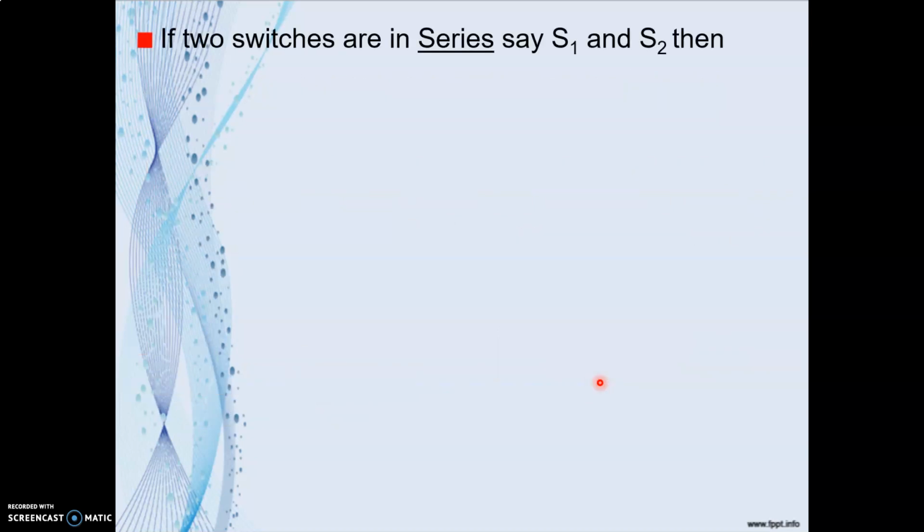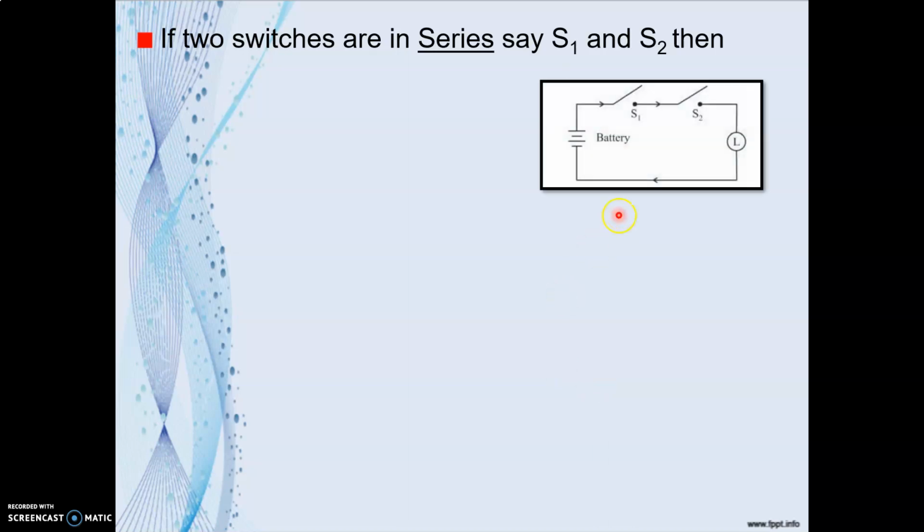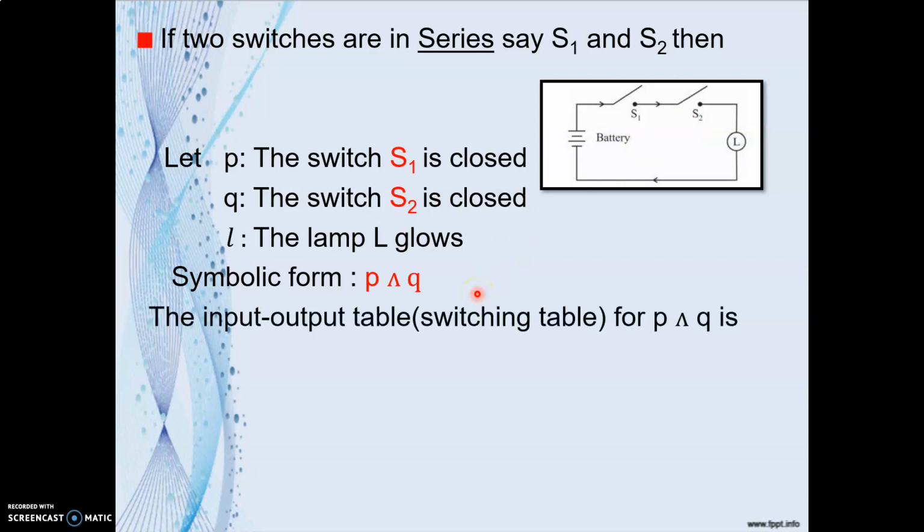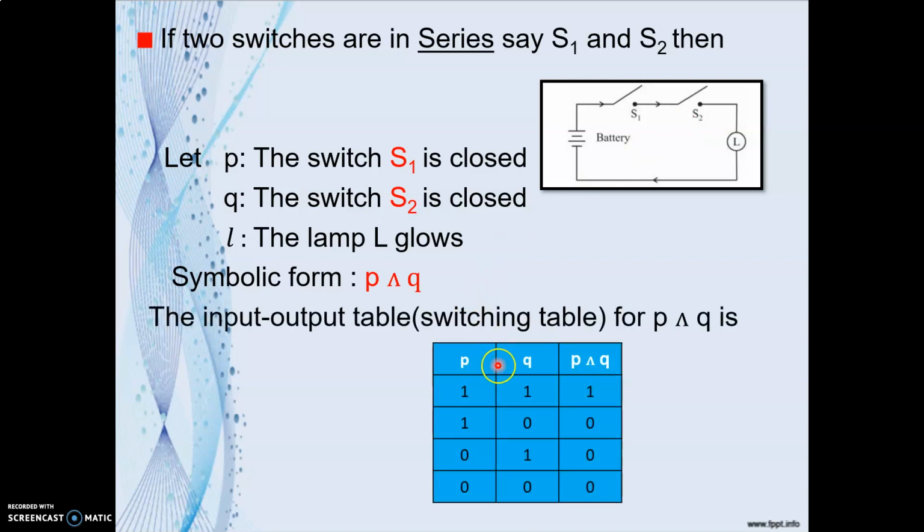If two switches are in series, say S1 and S2, then the circuit will look like this, and you have to write this way. Let P: the switch S1 is closed, Q: the switch S2 is closed, L: the lamp L glows. Now the symbolic form of this is P and Q. Now we can write the table like this.